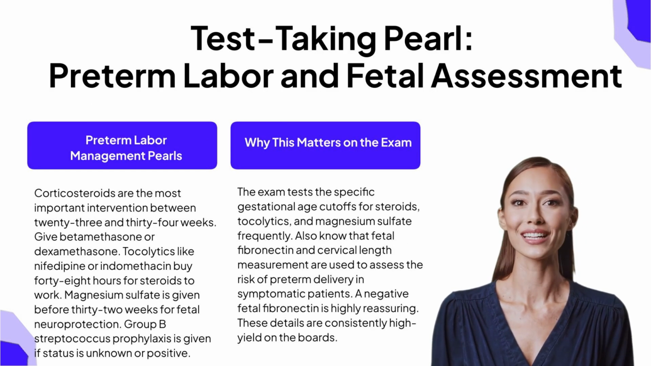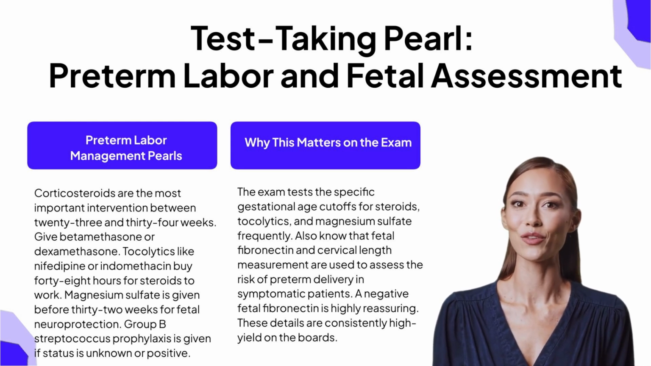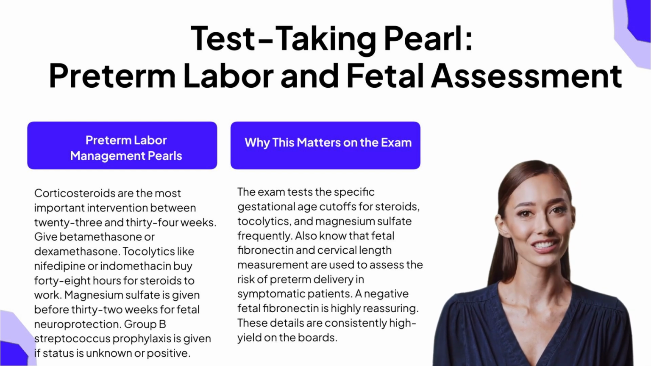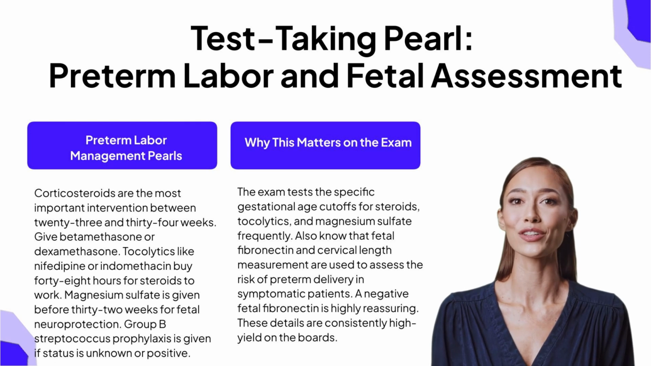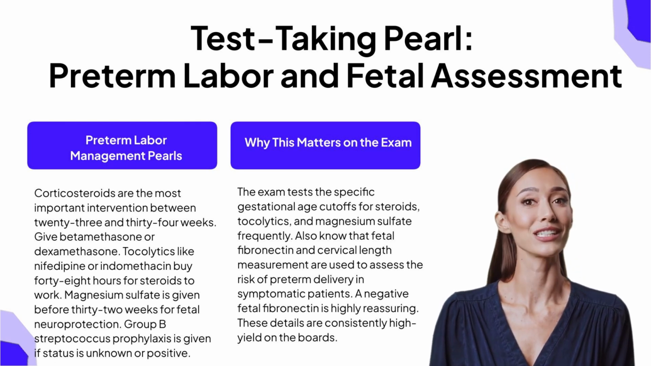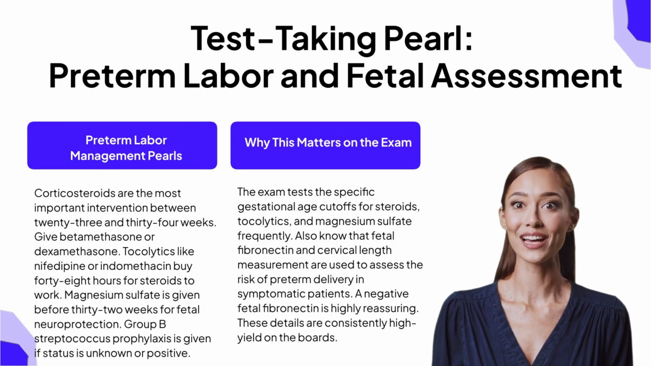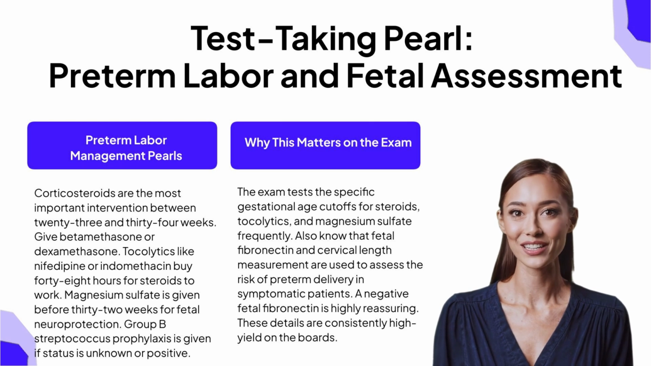Here is a critical test-taking pearl about preterm labor management. Corticosteroids are the single most important intervention between 23 and 34 weeks for fetal lung maturity. Either betamethasone or dexamethasone is acceptable. Tocolytics like nifedipine or indomethacin are used to buy 48 hours for the steroids to take full effect. Magnesium sulfate before 32 weeks provides fetal neuroprotection, which is a separate indication from seizure prevention in preeclampsia.